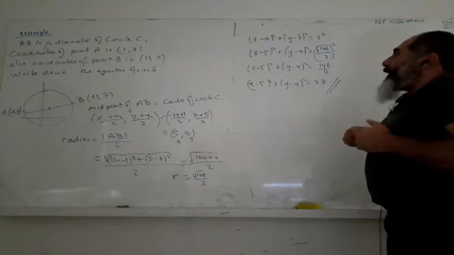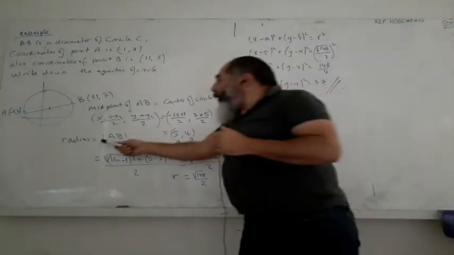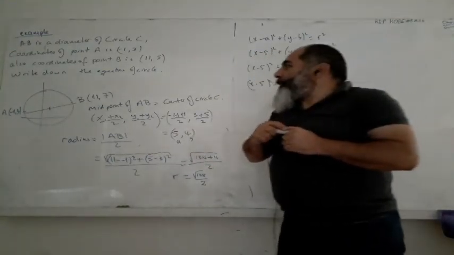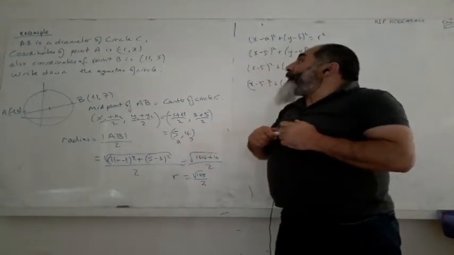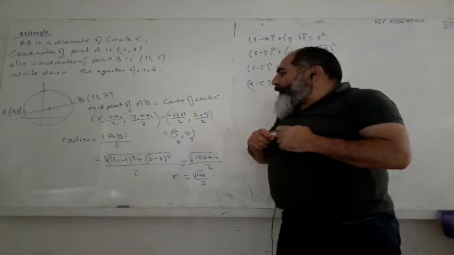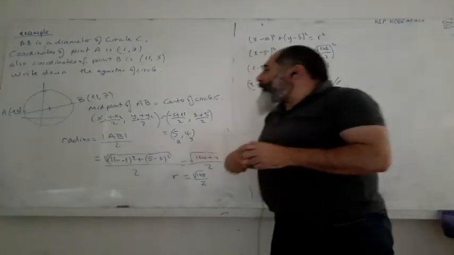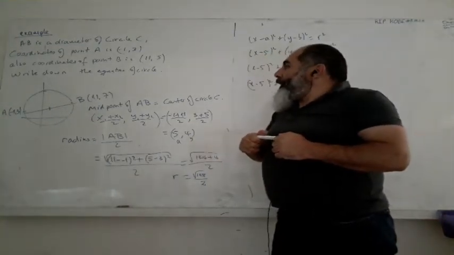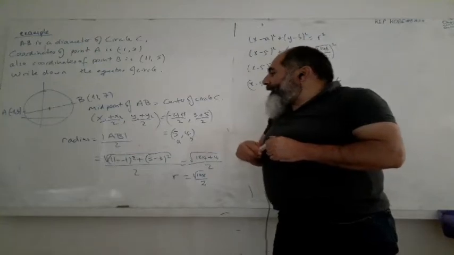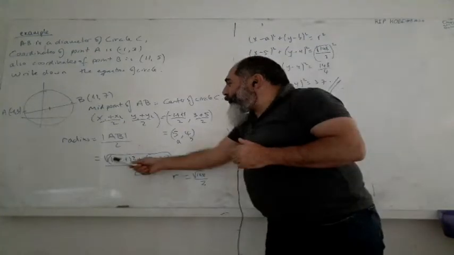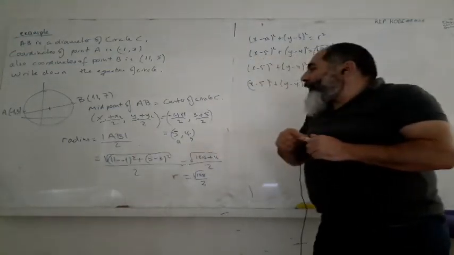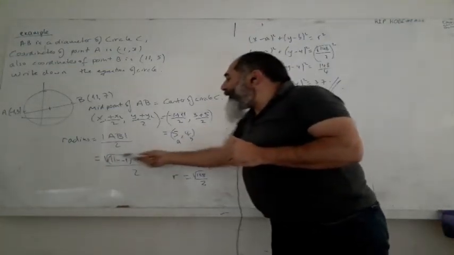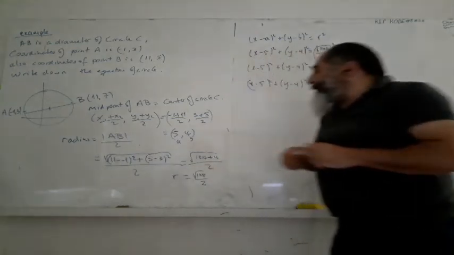Length of the diameter divided by 2 gives you the length of the radius of the circle. And what is the formula for length of a line segment? It is the square root of (x2 minus x1) squared plus (y2 minus y1) squared. And if we divide length of the diameter by 2, we obtain the length of the radius.